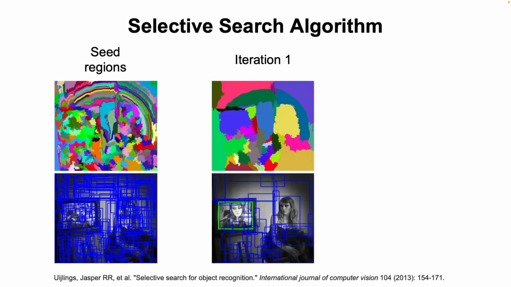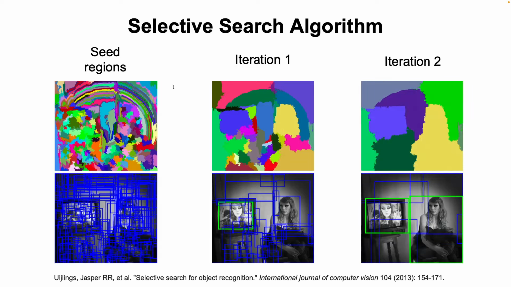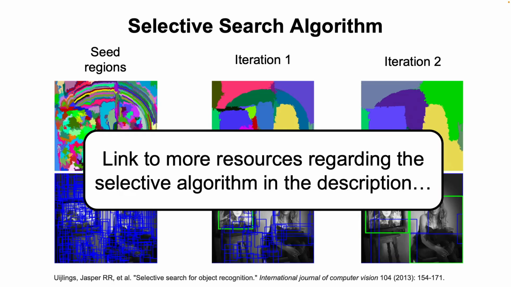If we run the selective search algorithm for several iterations, we can see that a lot of those small neighboring regions have been merged together and one of them even contains one of the objects of interest in the green box, the TV screen. If we run the selective search for even more iterations, then the number of returned regions diminishes even further and we are able to capture in one of them the other object of interest, the person sitting next to the TV screen. I won't go into more details regarding the selective search algorithm, but I've added some more resources in the description below if you are interested to find out more.